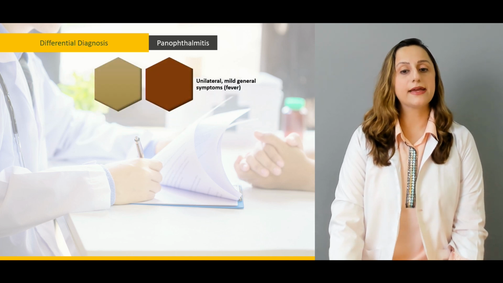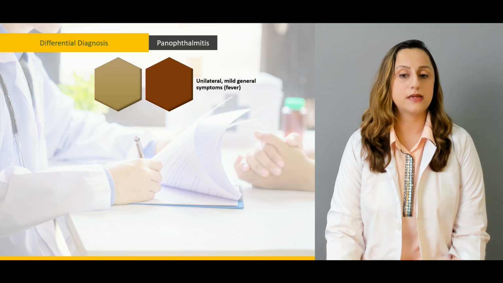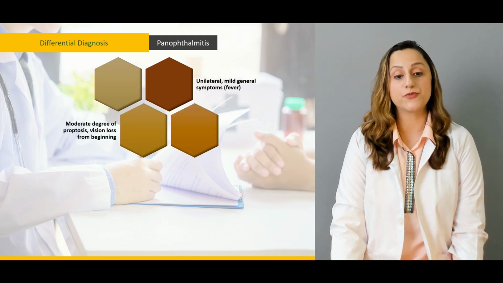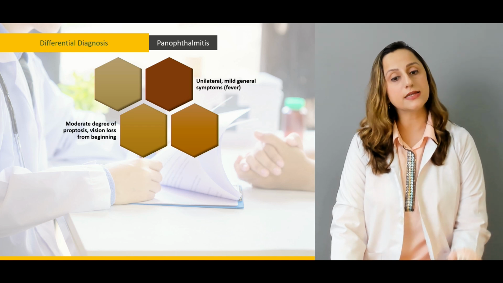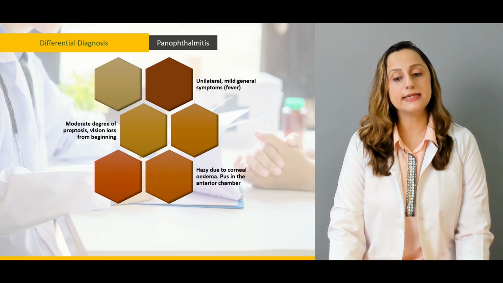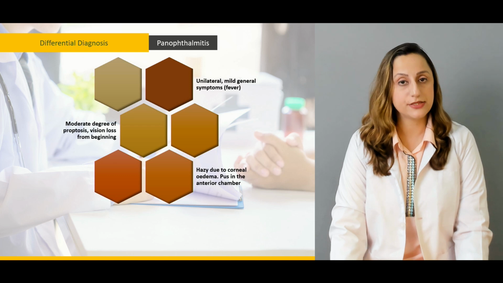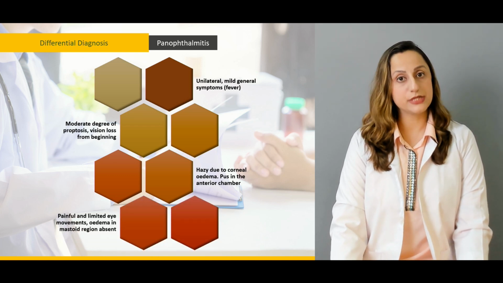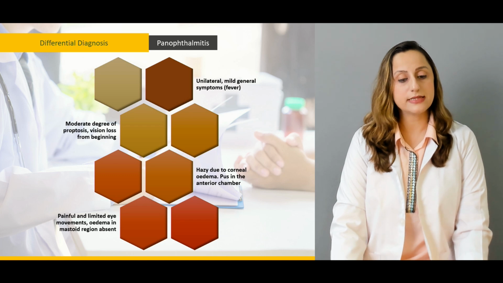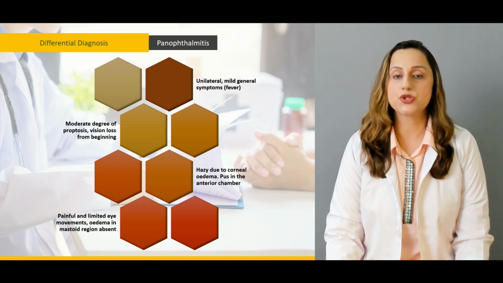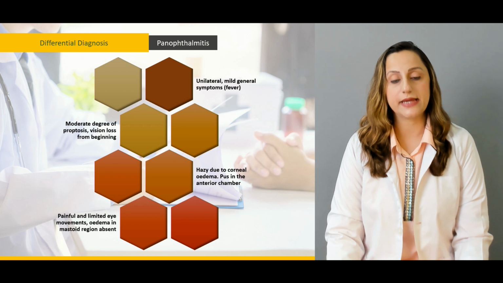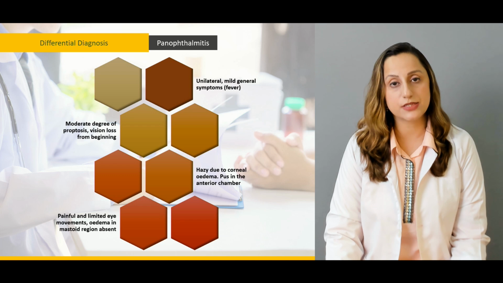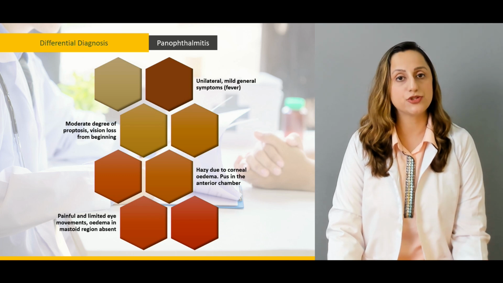Knowing the differential diagnosis of panophthalmitis: it is unilateral, with mild general symptoms or fever, a moderate degree of proptosis, and vision loss starting from the beginning. There is haziness due to the corneal edema, and pus in the anterior chamber is noted. There are painful and limited eye movements in panophthalmitis, and edema in the mastoid region is also absent in panophthalmitis. So we have to rule out panophthalmitis whenever we are having patients of CSTs.